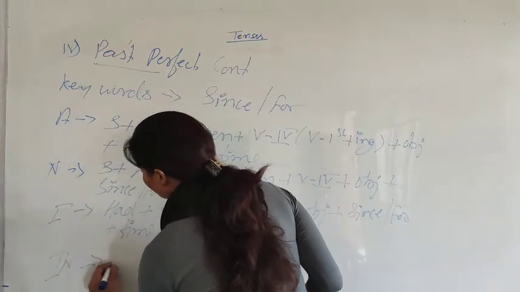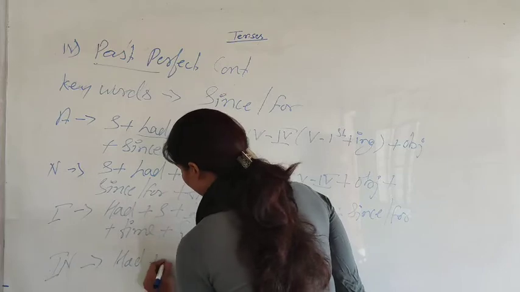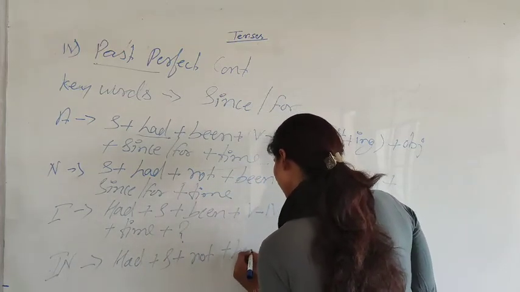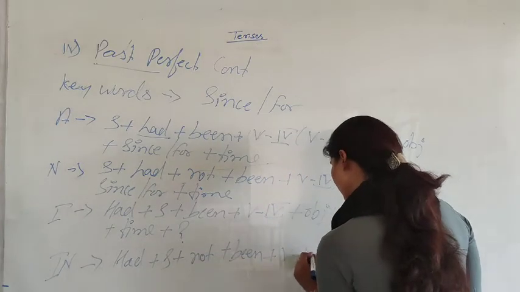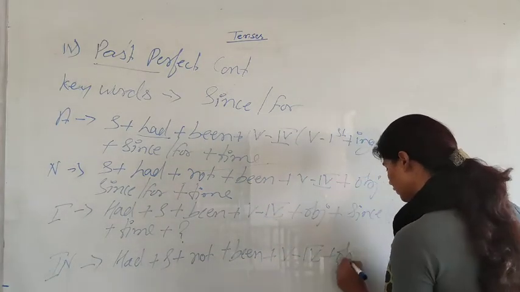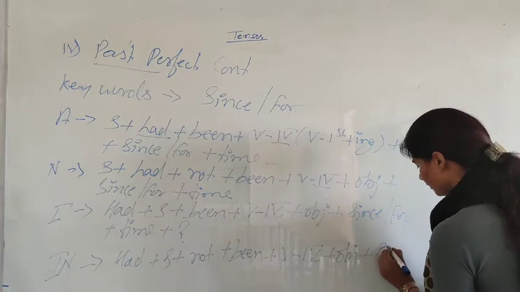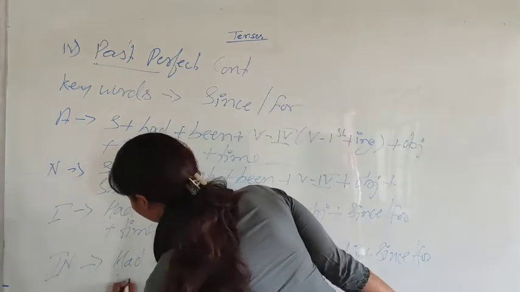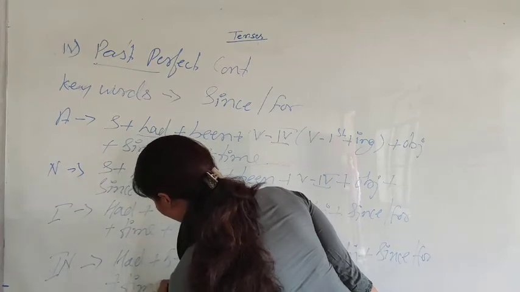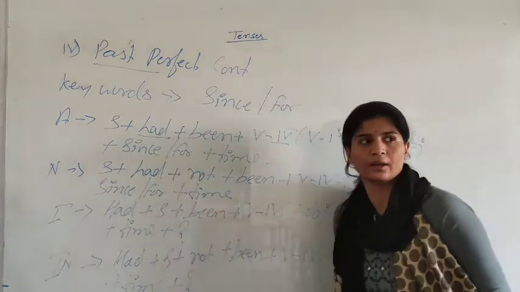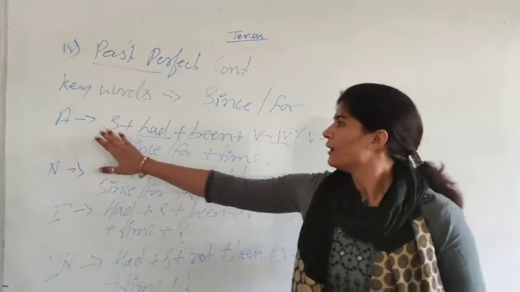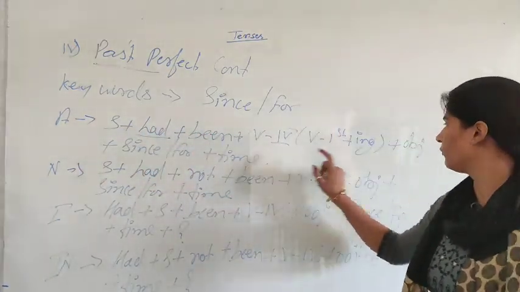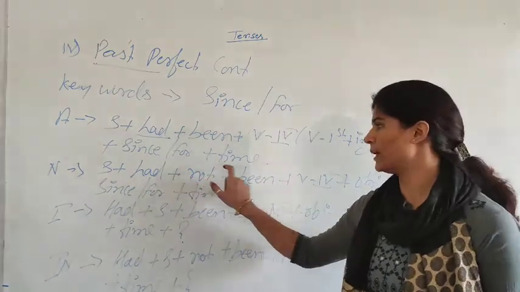Interrogative negative is had plus subject plus not plus been plus verb fourth form plus object plus since, for plus time and plus question mark. Again see this one, assertive sentence, subject plus had plus been plus verb fourth form plus object plus since, for plus time.